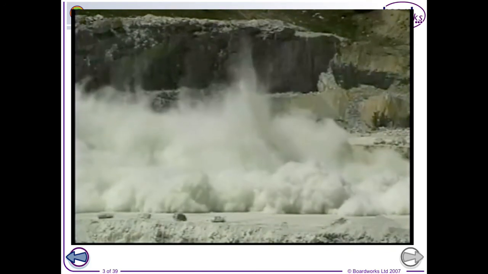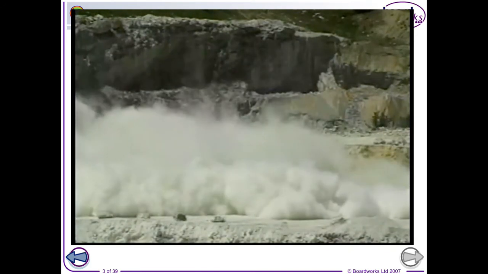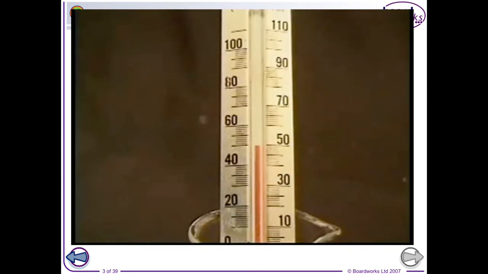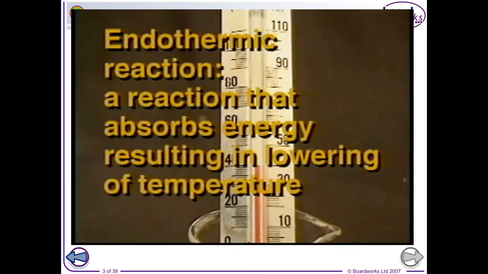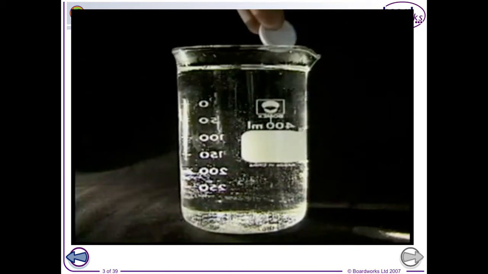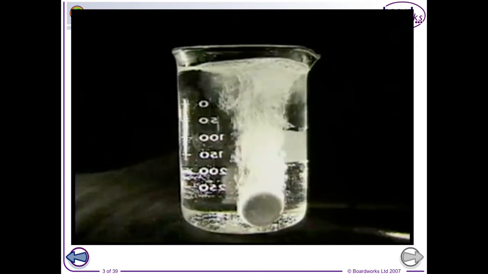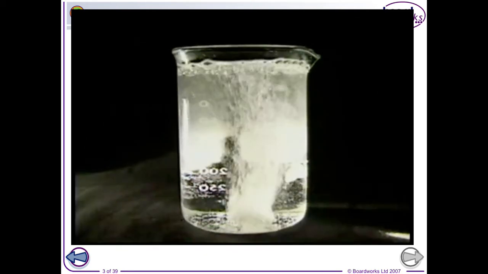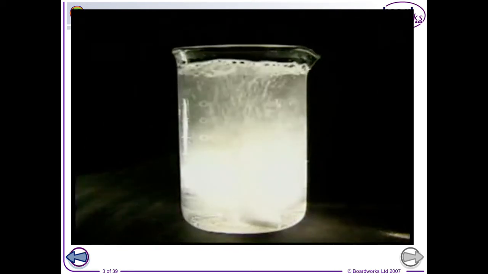In contrast to exothermic reactions are endothermic reactions. An endothermic reaction absorbs energy, which results in an overall lowering of temperature. This antacid, when dropped in water, creates an endothermic reaction and causes a lowering in temperature.